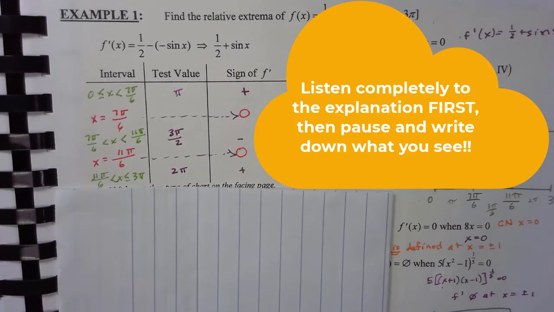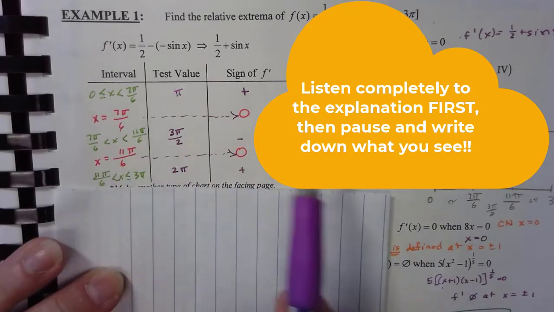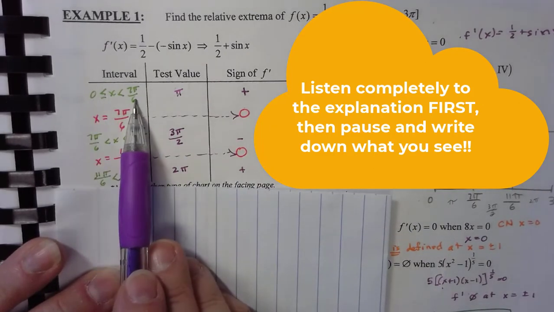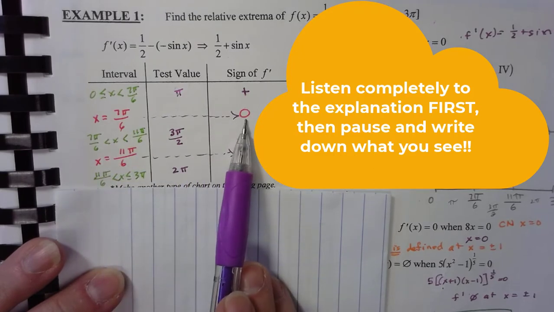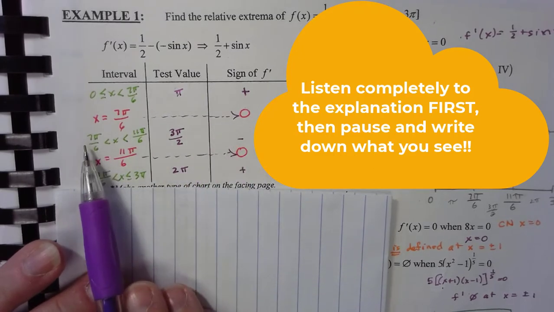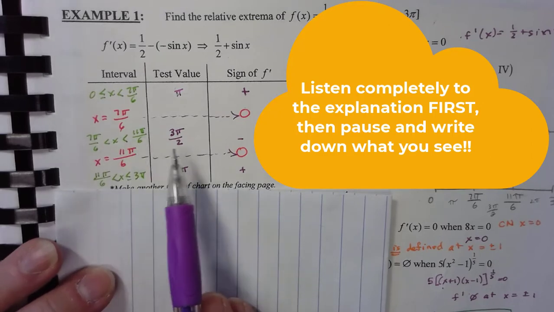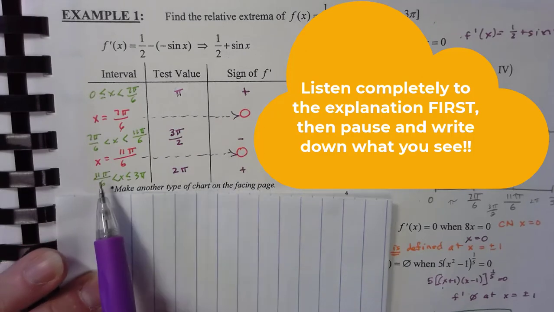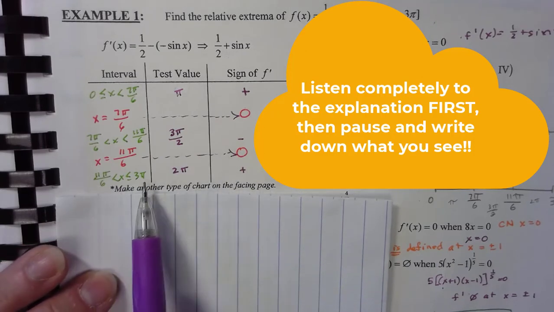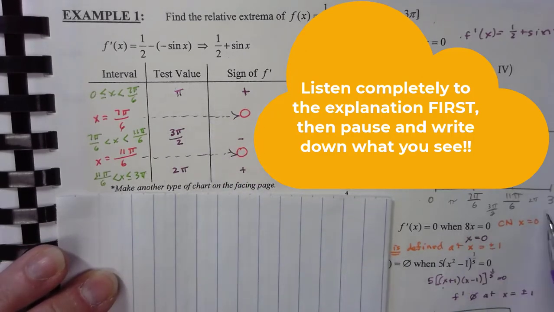You can look at this method. This is what's in the textbook. So notice that I have taken my interval from 0 to 7 pi over 6. At 7 pi over 6, my first derivative is 0. And then I have from 7 pi over 6 to 11 pi over 6. At 11 pi over 6, my first derivative is 0. And then I have 11 pi over 6 to 3 pi. And here are the values we decided we would test.